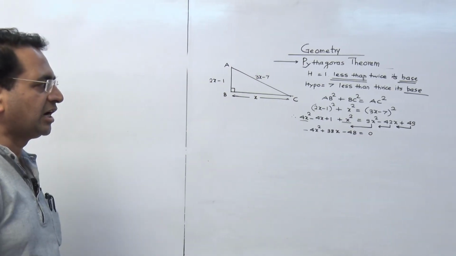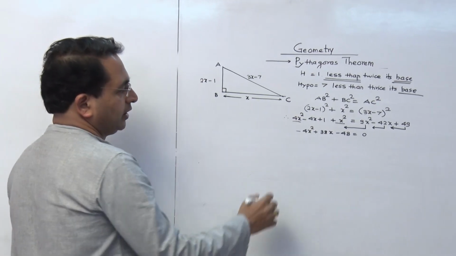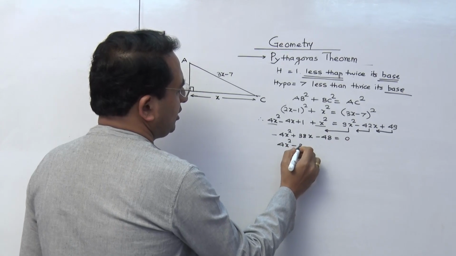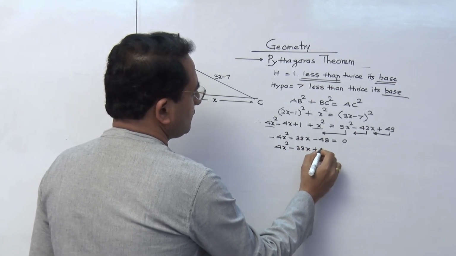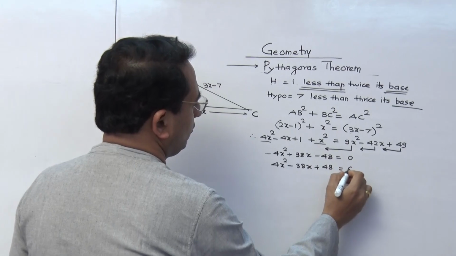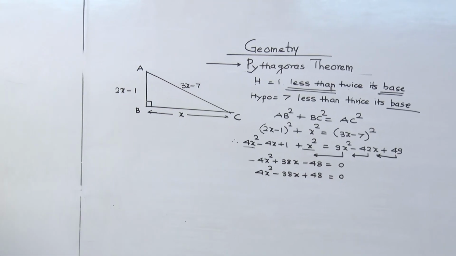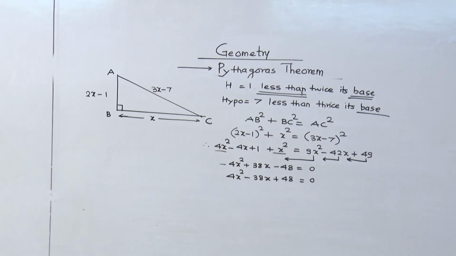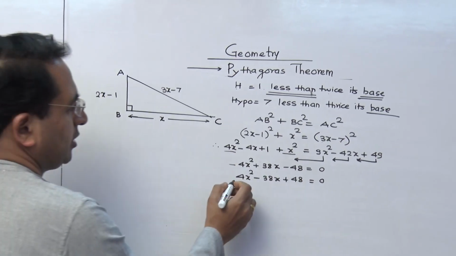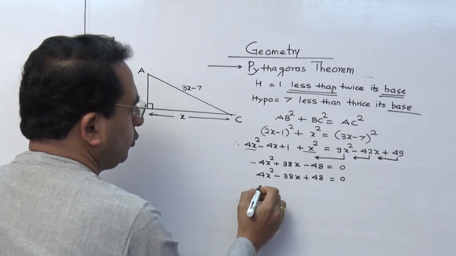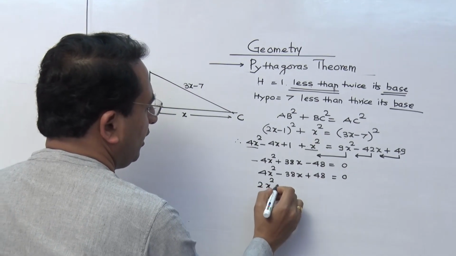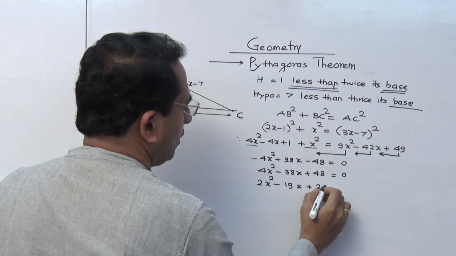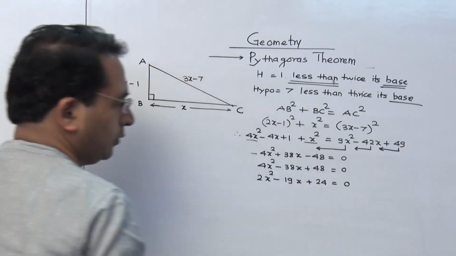We never write the starting part as negative, and that's why we can write 4x square minus 38x plus 48 is equal to 0. One more thing we are supposed to write. You are going to have reduction possible here in this case. We can divide it throughout by 2. So it is 2x square minus 19x plus 24 is equal to 0.